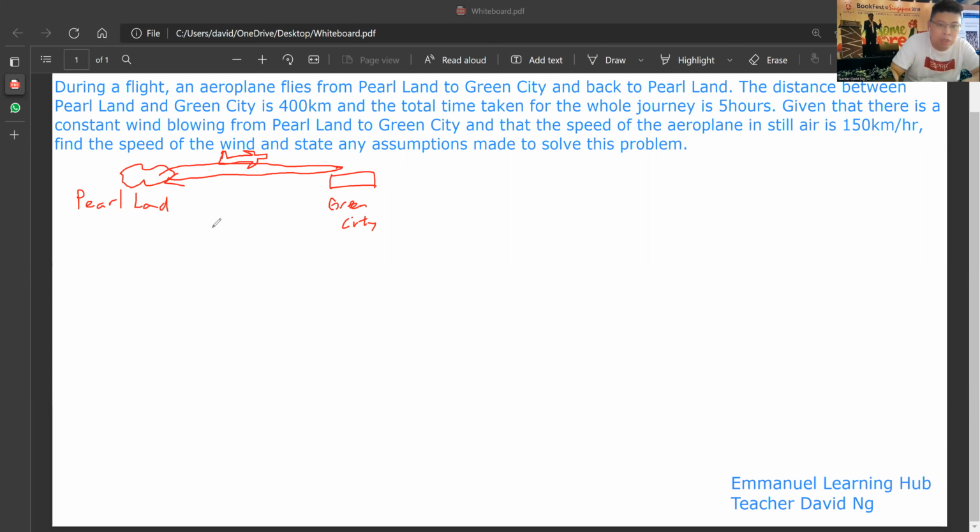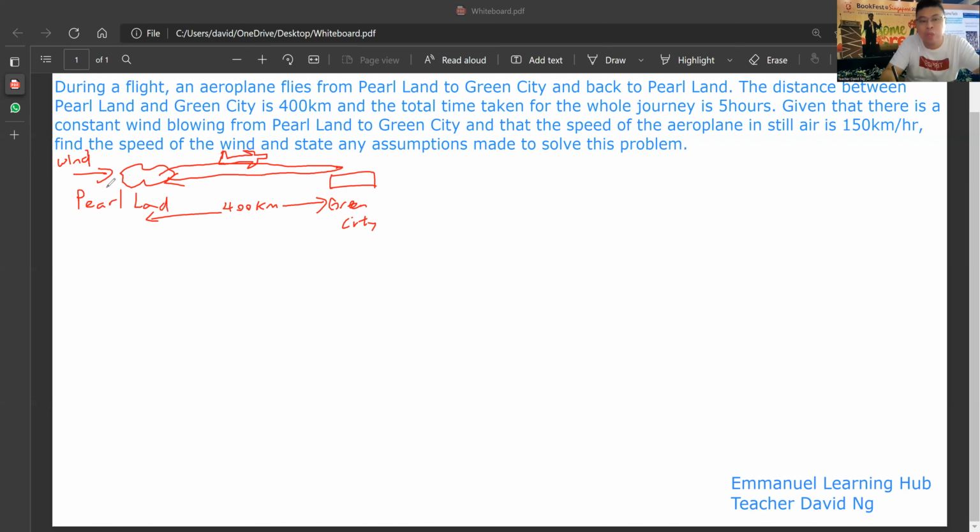The distance between Pearland and Green City is 400 km. So the distance between Pearland and Green City is fixed. The total time taken for the aeroplane to fly from Pearland to Green City and back to Pearland is 5 hours. Given that there is a constant wind blowing from Pearland to Green City.